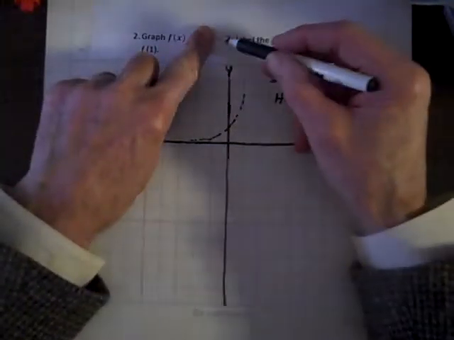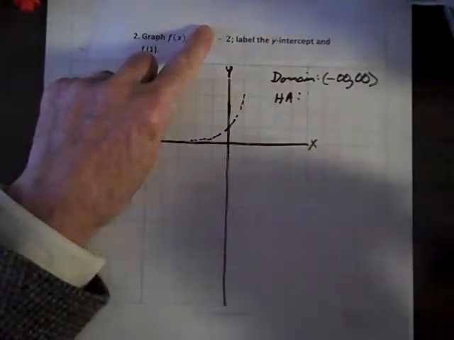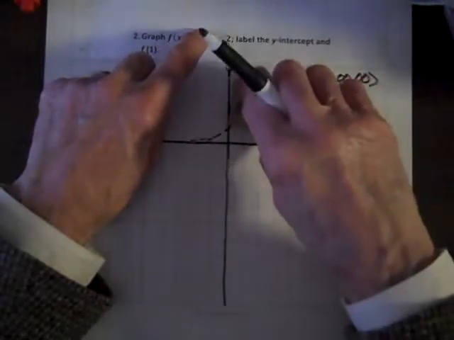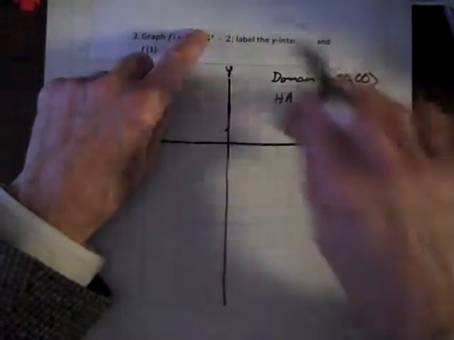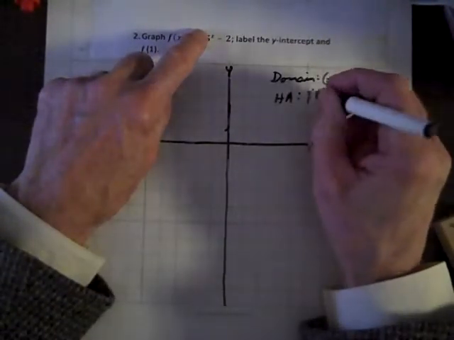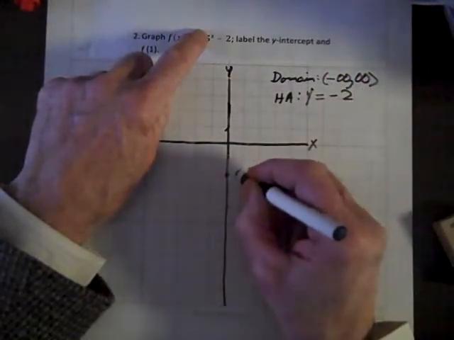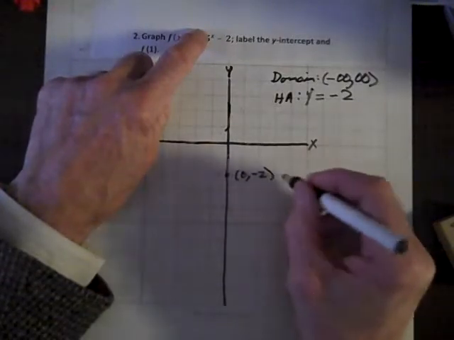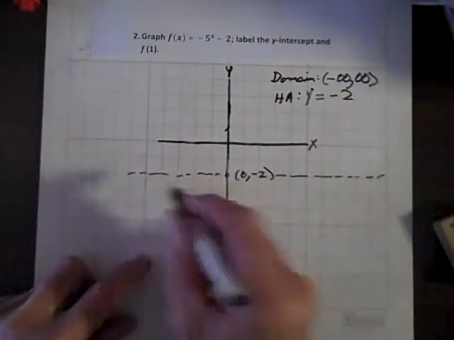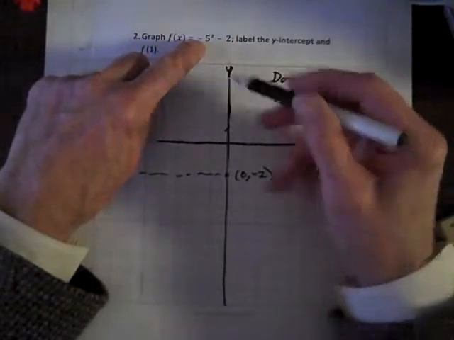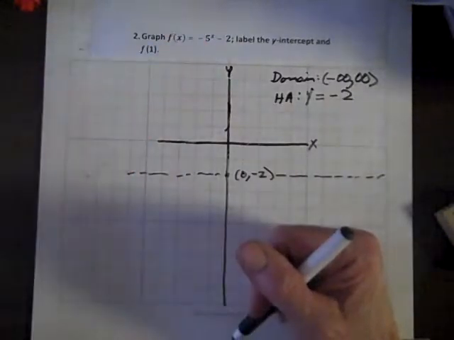When we take into account that negative 2, then we have to drop this horizontal asymptote down 2 units. So the new horizontal asymptote will be y equals negative 2, and here we are at 0, negative 2. And there's our horizontal asymptote. This negative sign in front of the 5 to the x says flip this thing over the horizontal asymptote.